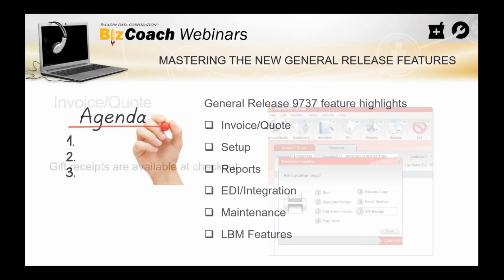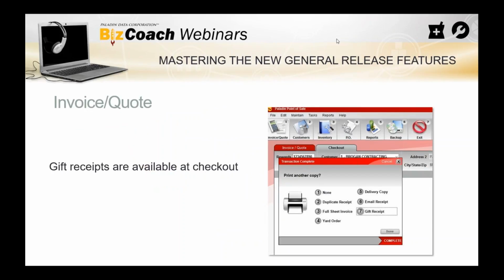All right, so let's kick this off. The first feature I'll talk about is that gift receipts are now available. When you generate an invoice, at the very end where it gives you an opportunity to duplicate receipts or get a full sheet, delivery copy, yard order, or email receipt, you now have the choice to press number 7 to get a gift receipt. That is a receipt that looks identical to the others. There's just no cost information or price information on it.